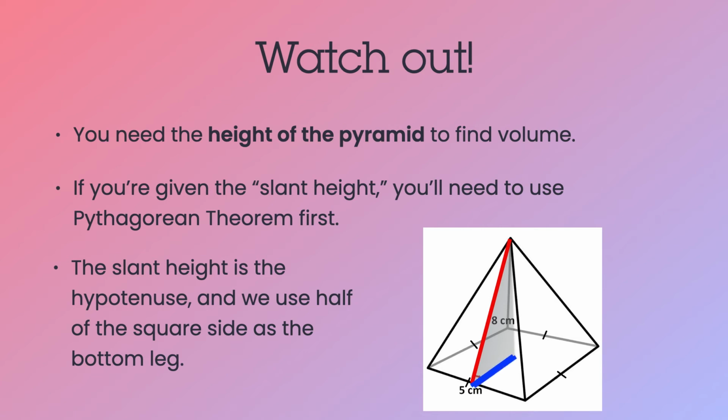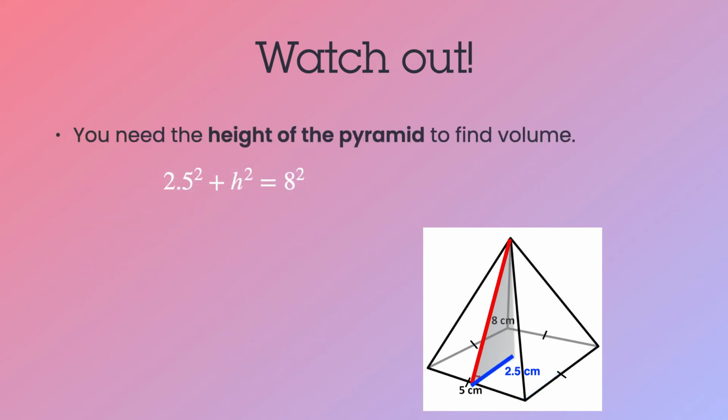So that bottom side matches up with half of the side of the square. So we know that's going to be 2.5 here. So for our Pythagorean theorem work, we'll start with 2.5 squared plus h squared, because our two legs are at the bottom of the square and the height. Then the hypotenuse is 8, so that has to go at the end for our c. Let's go ahead and solve this out. So 2.5 squared is 6.25.